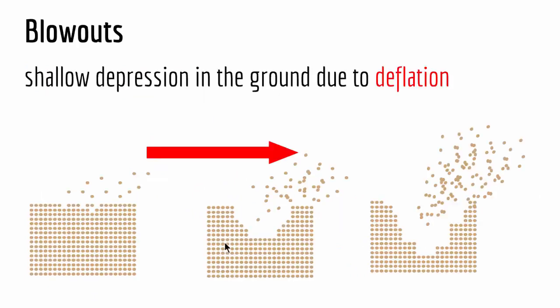The first one, blowouts. A blowout is a shallow depression in the ground due to deflation. If you have a shallow depression in an arid area that is due to wind, this is called a blowout. As you can see in this picture, basically it's just a hole in the ground that is due to removal of material by wind. So you have an area that is filled with sediment. Slowly, by the action of wind, some of the material will be removed and it creates a huge hole in the ground that is called a blowout, as you can see in this illustration.